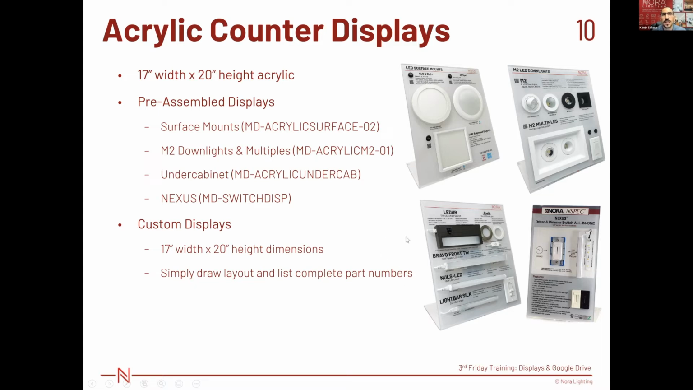So now we have the capability of doing custom acrylics. So what I mean is we got blank acrylic, similar to how our panel displays are. You just got to give me a drawing of where you want the fixtures to be, a complete part number so I know what color and CCT you want. And then that's pretty much it. You send that into marketing at noralighting.com with your PO, and we'll get working on that.